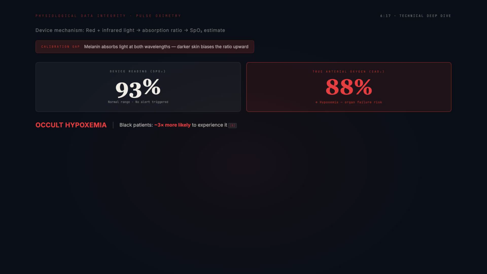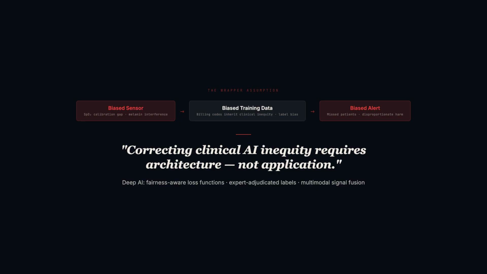Black patients are nearly 3 times more likely to experience it. Every AI triage system that ingests pulse oximetry as a core feature inherits that hardware error. Every model trained on billing codes inherits the documentation gaps of historically biased clinical practice. The problem is not the inference engine. It is the assumption that a generalist language model applied over a biased data stream can deliver equitable clinical decisions. This paper argues that correcting it requires an architectural shift from probabilistic wrapper to fairness-aware deep AI.